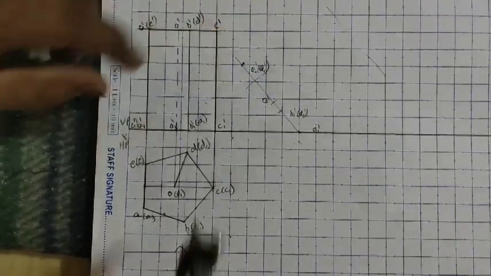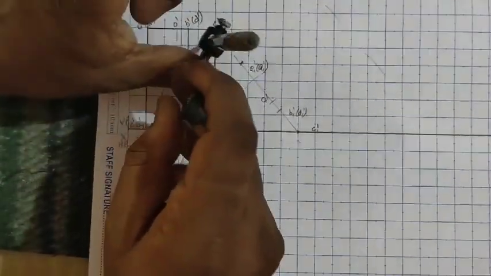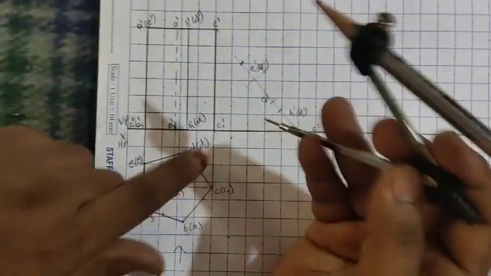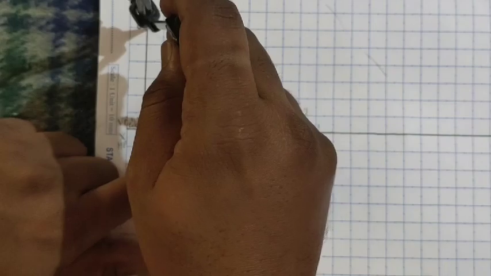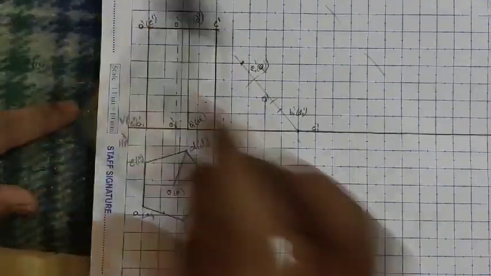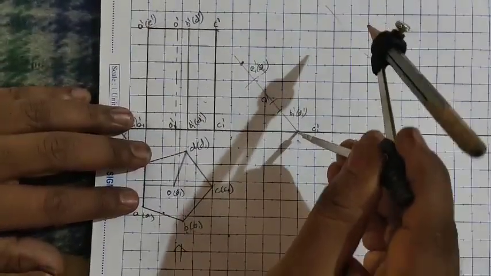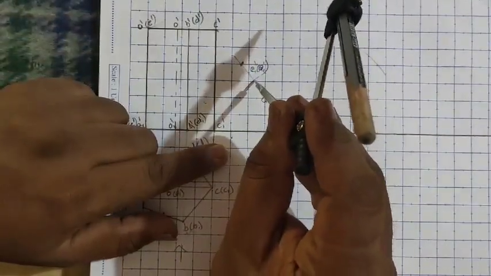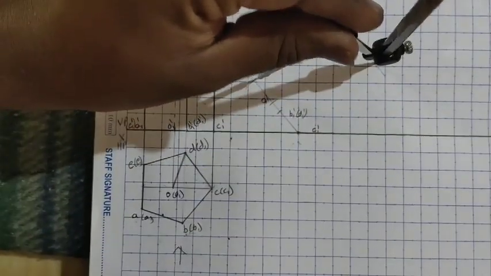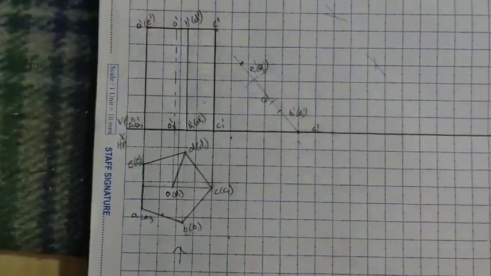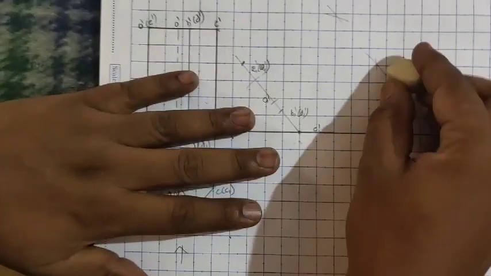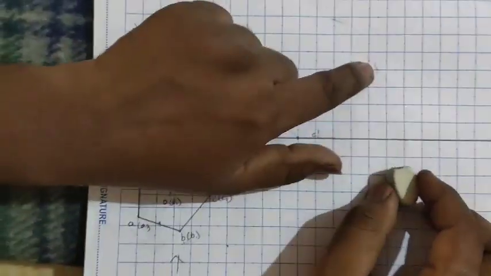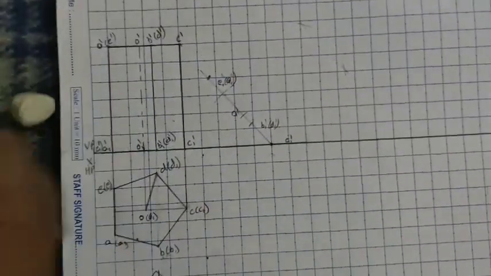A1 dash to C dash. You can even check C1 dash to A1 dash; the distance will be the same. So now measure C1 dash to A1 dash, and similarly A1 dash to C1 dash. We got both intersections, right? So now erase some excess lines. Erase and hold only the intersection points.